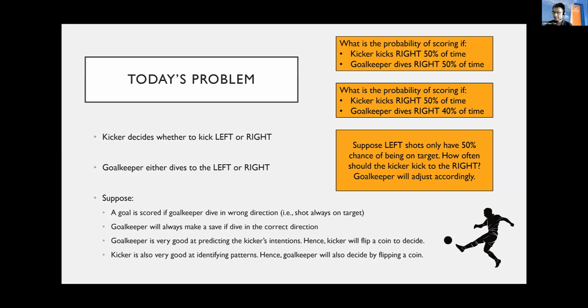So very quickly, let us first run through the first question. What is the probability of scoring if the kicker kicks right and left 50% of the time each, and the goalkeeper dives right and left 50% of the time each? Most people are guessing that the probability of scoring is going to be about 50%. Let me quickly write this down first, so later on we can come back to look at this. Okay, but let's get on to the second question.